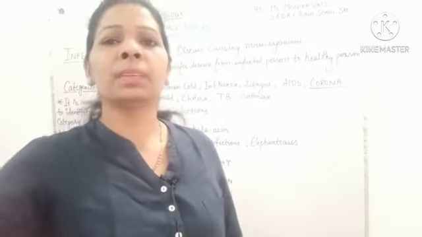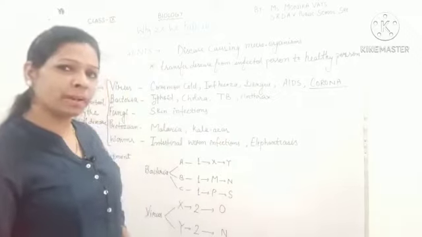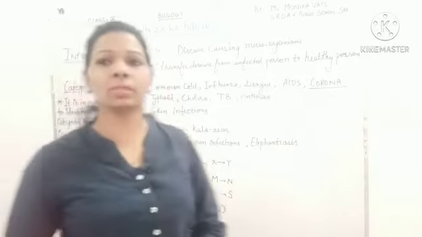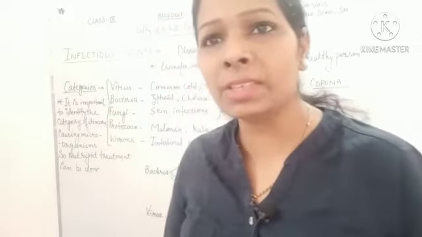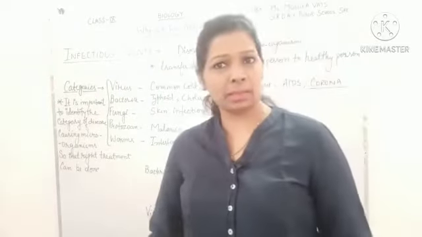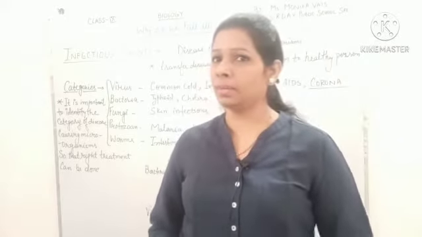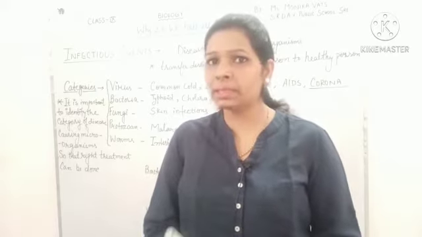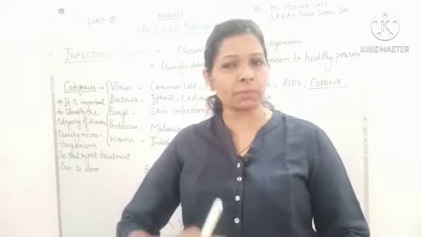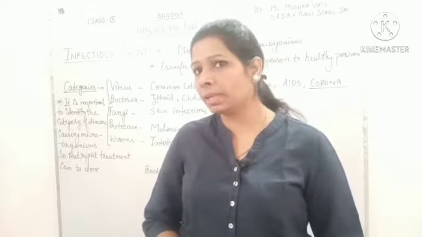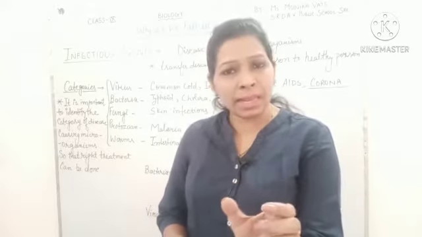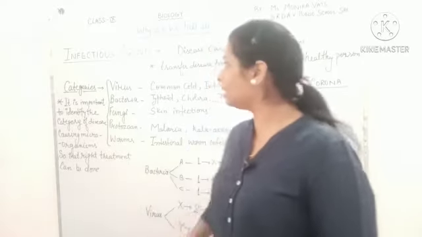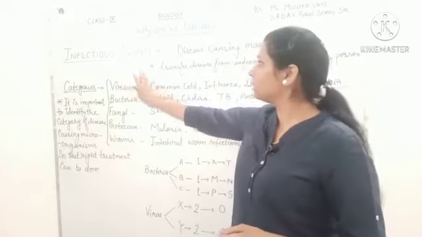Good morning everyone. The next session of the chapter "Why Do We Fall Ill" is infectious agents. We had discussed communicable and non-communicable diseases, like infectious and non-infectious diseases. Infectious diseases are those which can transfer from an infected person to a healthy person. But what is the agent which is transferred from an infected person to a healthy person? That agent is the infectious agent.